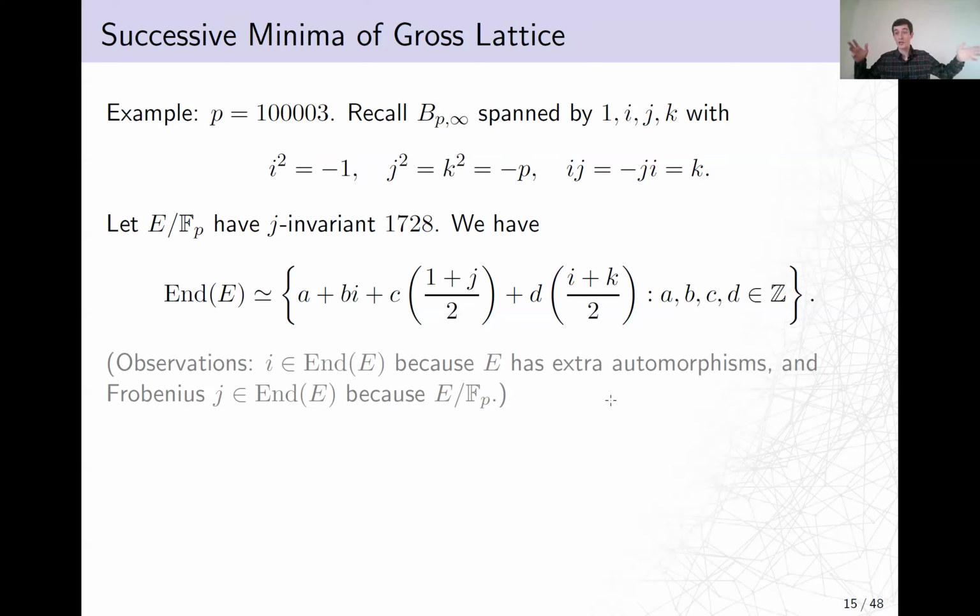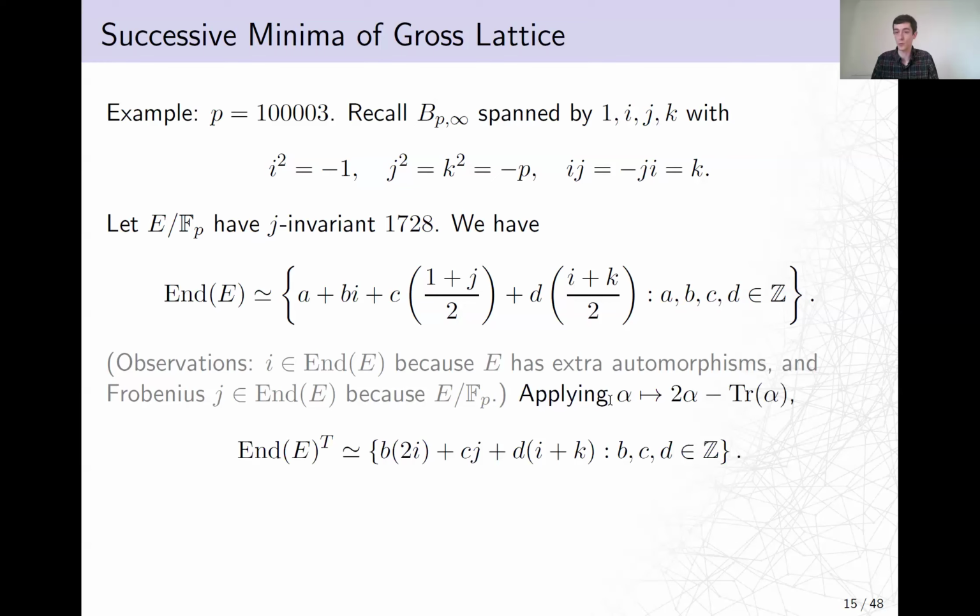Now, because we now have a generator for O, we can apply this 2 alpha minus trace alpha map to compute generators for the gross lattice. Namely, i gets mapped to 2i, (1 plus j)/2 gets mapped to j. The real part disappears when you subtract the trace. And (i plus k)/2 maps to i plus k.